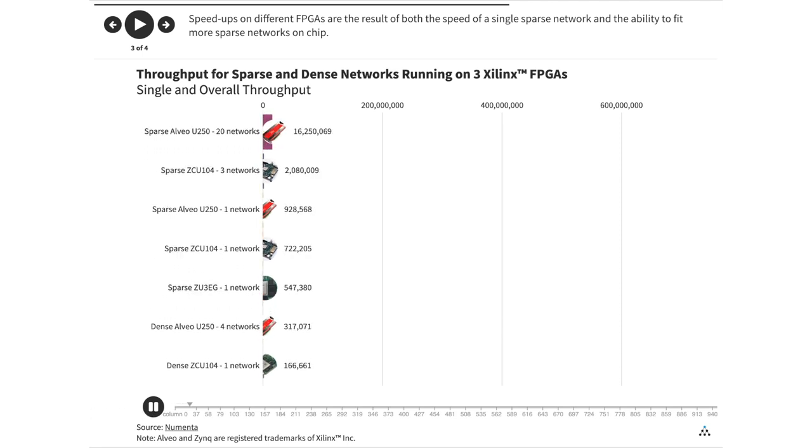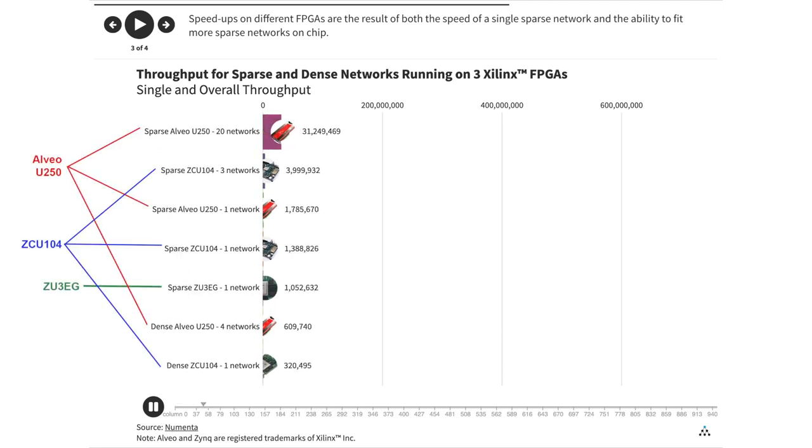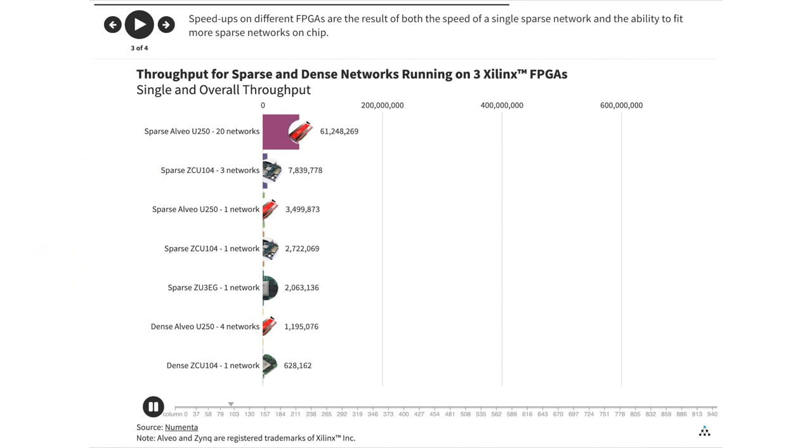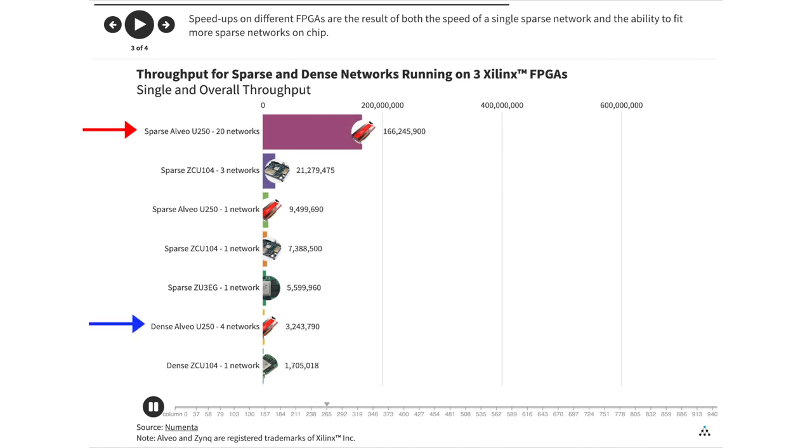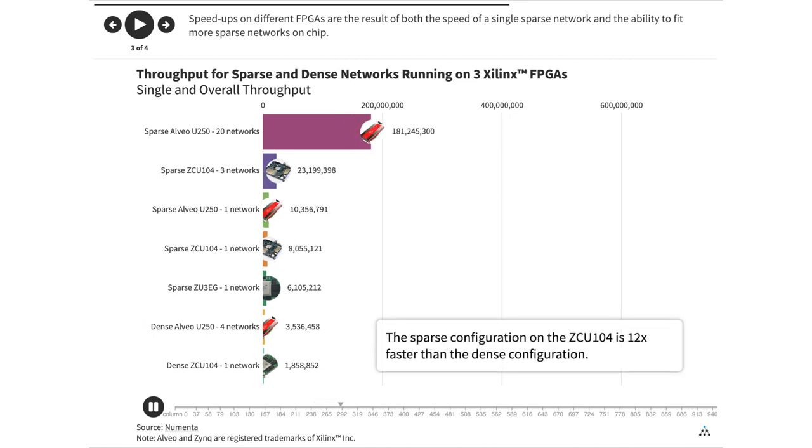This chart shows throughput on 3 different FPGAs, showing a variety of dense and sparse configurations. Since some configurations can have multiple networks on chip, we show single network throughput as well as overall throughput numbers. As we saw previously, the best sparse network configuration with 20 network copies on an Alveo U250 can process data more than 50 times faster than the dense implementation on that platform. Interestingly, on the smaller Xilinx ZCU104, the sparse configuration is over 12 times faster than the dense configuration.